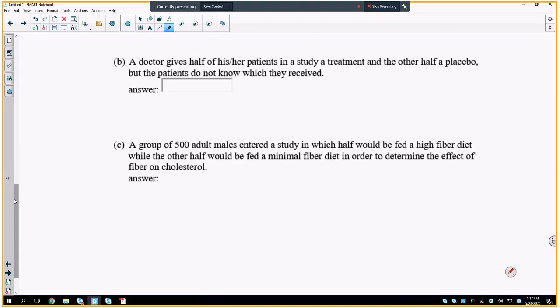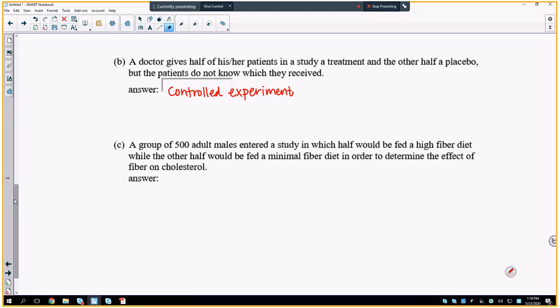A doctor gives half of his or her patients in a study a treatment and the other half a placebo, but the patients do not know which they received. We'll call this one controlled experiment. It's controlled because there's a control group. Some patients are receiving the treatment and some are not. And the patients don't know which treatment they're getting, but the doctor knows because he's giving it to them. So it's not double-blind.